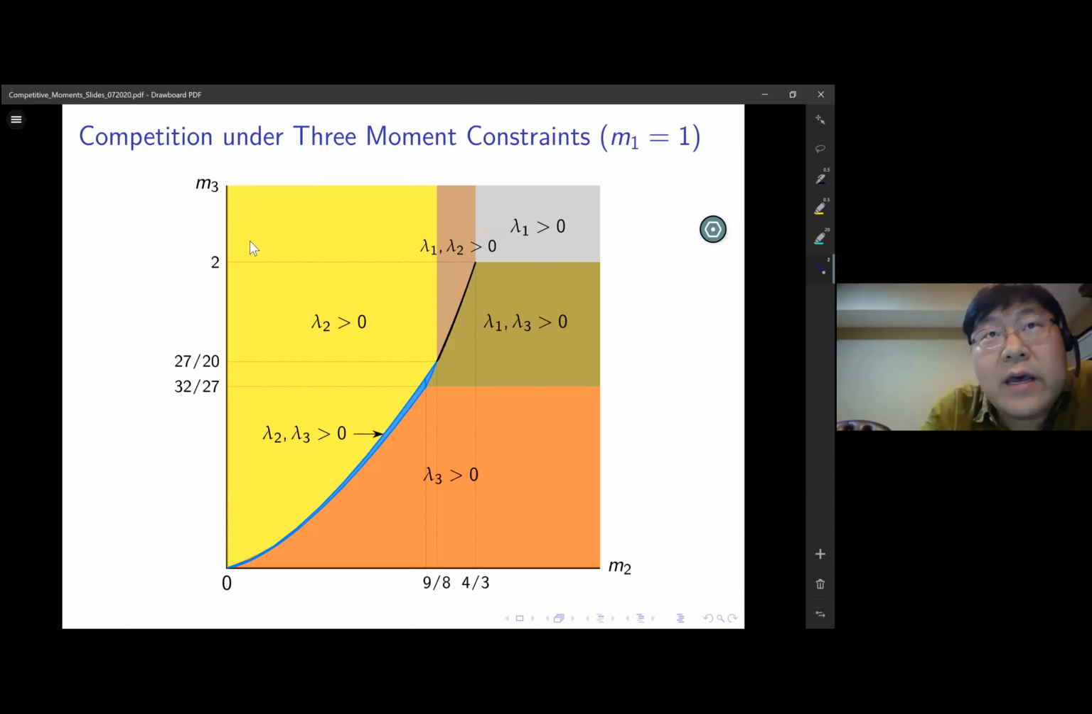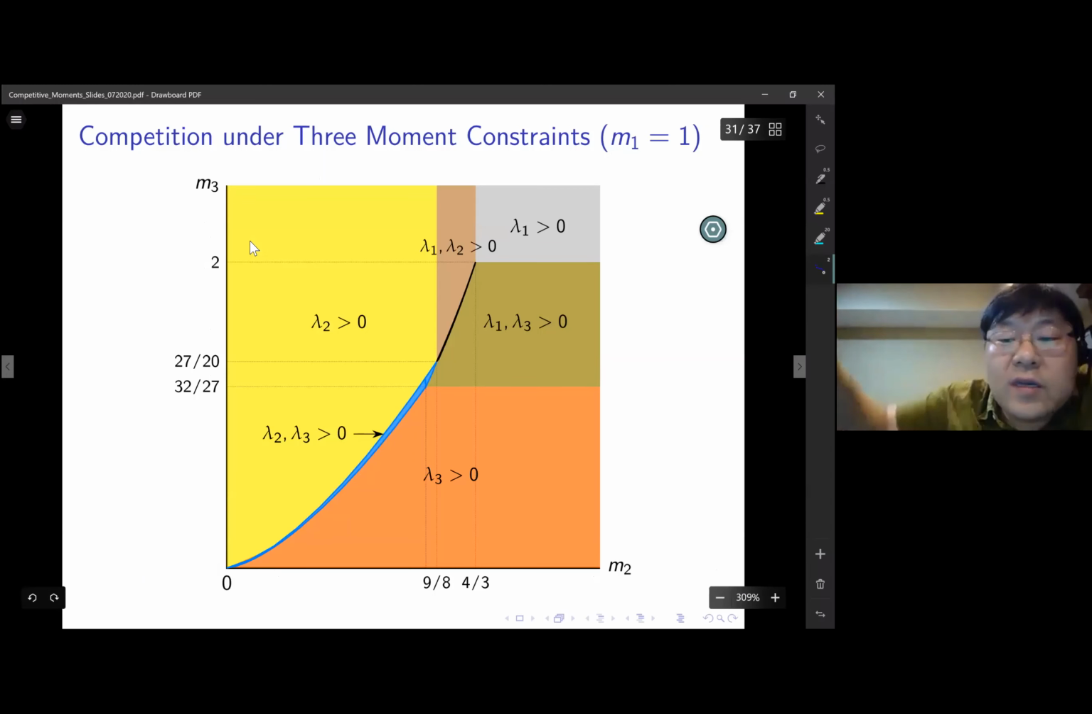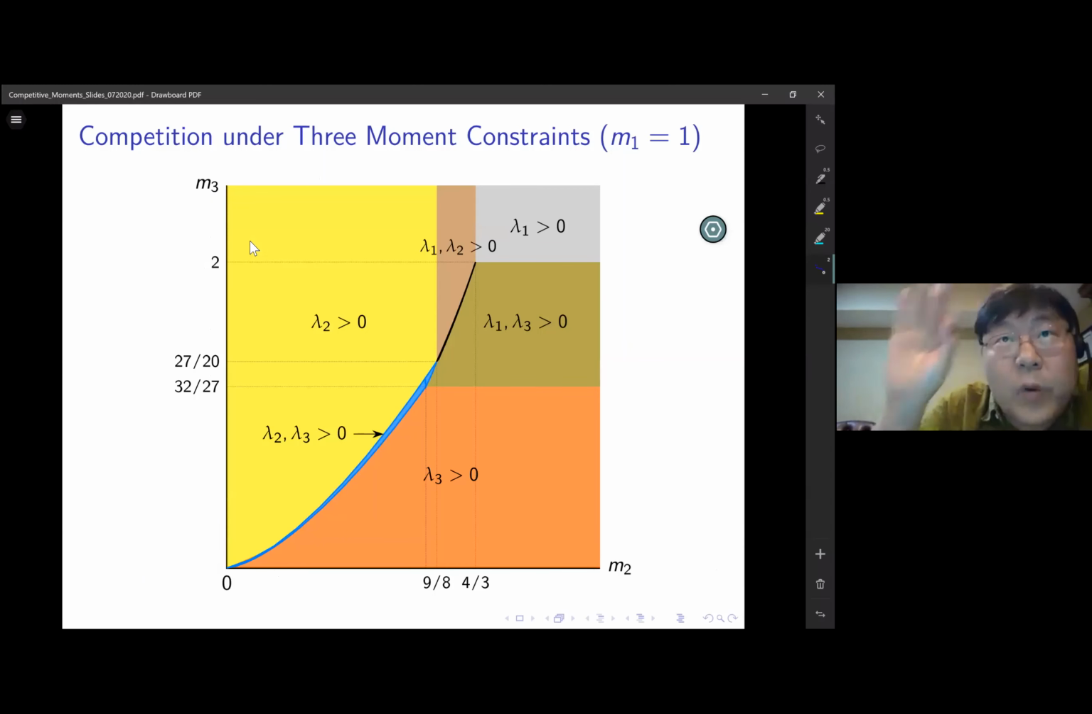So here I normalized m1 to 1. So I normalize the first moment. And on the x-axis, I have the second moment. On the y-axis, I have the third moment. Okay. And this figure shows, on each point, in which case is going to arise.